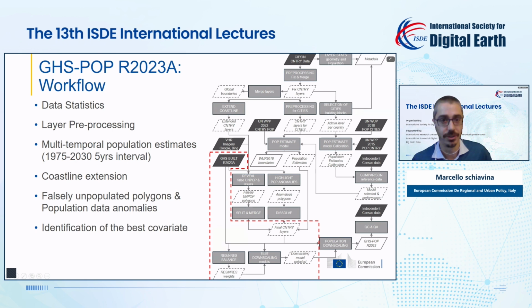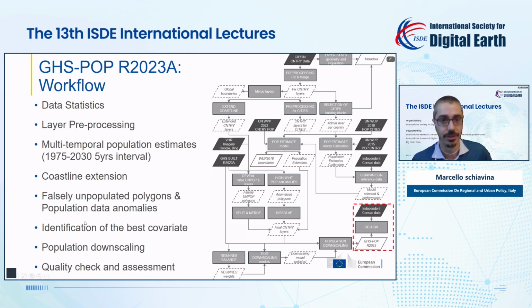We selected the best covariate among the GHSL built-up layers using independent census data. And finally, we performed the downscaling of the population estimate for each unit to the final grid, showing the distribution of population from 1975 to 2030 in 5-year intervals at 100-meter equal area world-wide projection. The produced grids were also tested against independent data for quality check and assessment, but this will be one of the topics of the next lecture by my colleague, Johannes.